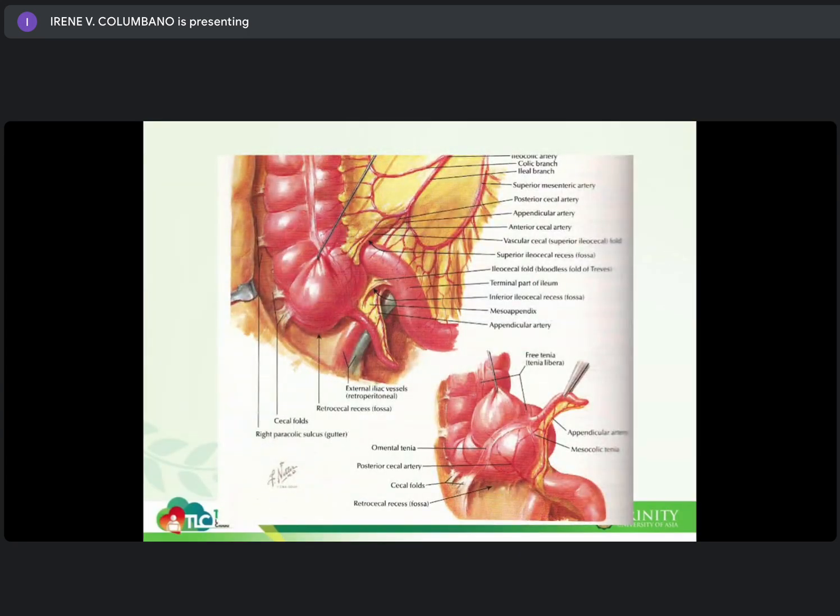Ganyan lang kaliit ang appendix. Itong area na to, duruin mo, wala na siyang alas, nagkaroon pa siya ng fecal leaf, nagkaroon siya ng ascaris, nagkaroon siya ng buto na hindi na digest, it can cause inflammation.